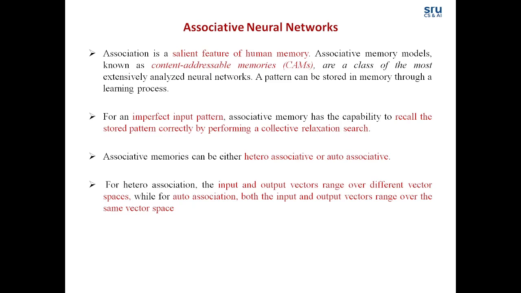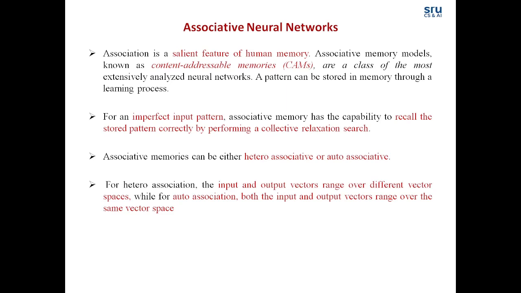Then we have associative neural networks. Association is a salient or important feature of human memory. Associative memory models, also known as content addressable memories, are a class of most extensively analyzed neural networks. A pattern can be stored in memory through a learning process. For imperfect input patterns, associative memory has the capability to recall the stored pattern correctly by performing a collective relaxation search.